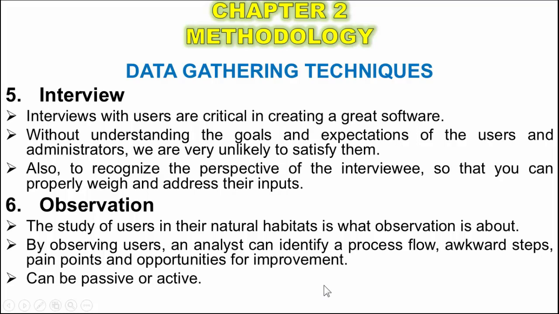Number 6. Observation. The study of users in their natural habitats is what observation is about. By observing users, an analyst can identify a process flow, awkward steps, pain points, and opportunities for improvement. Observation can be passive or active.